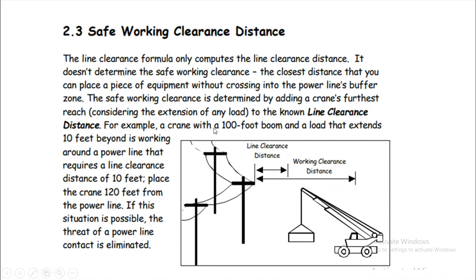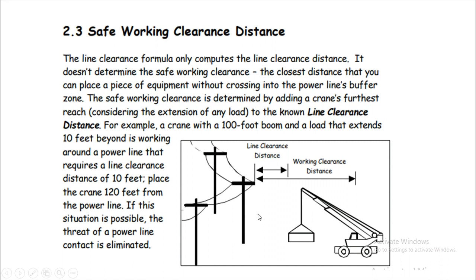For example, a crane with a 100-foot boom and a load that extends 10 feet beyond is working around a power line that requires a line clearance distance of 10 feet. Okay, place the crane 120 feet from the power line. If this is possible, the threat of power line contact is eliminated.